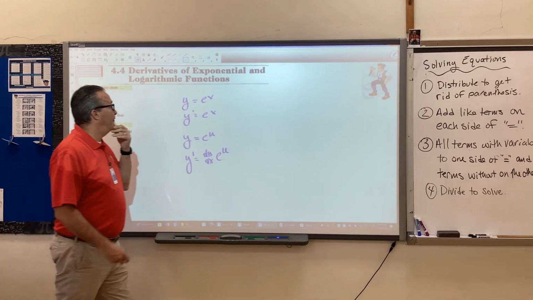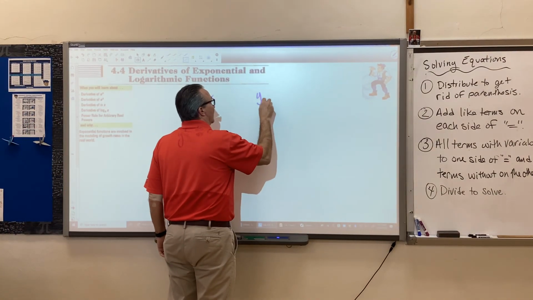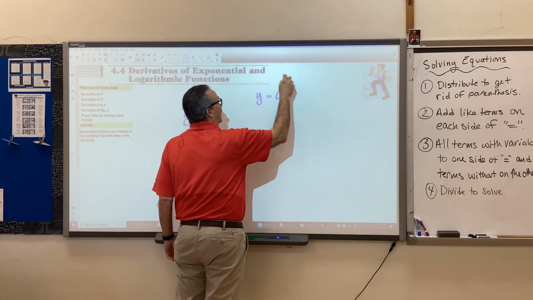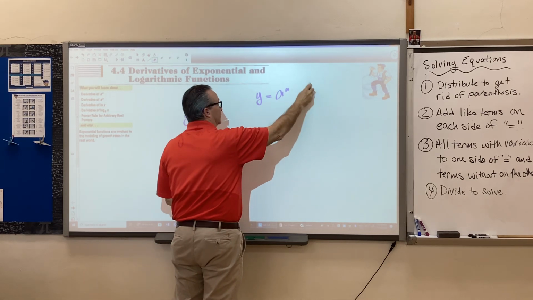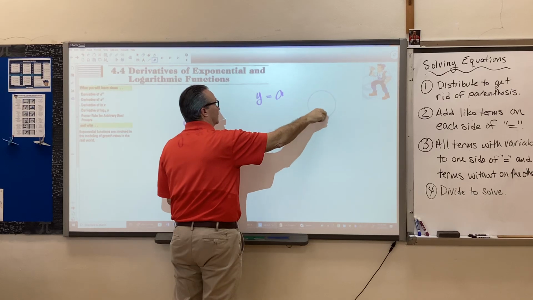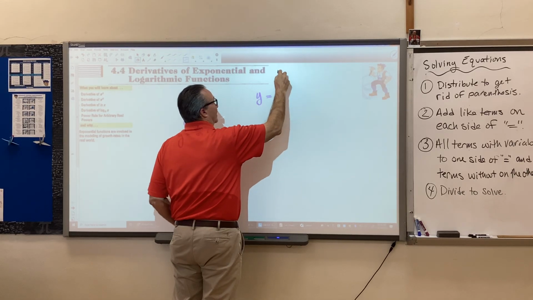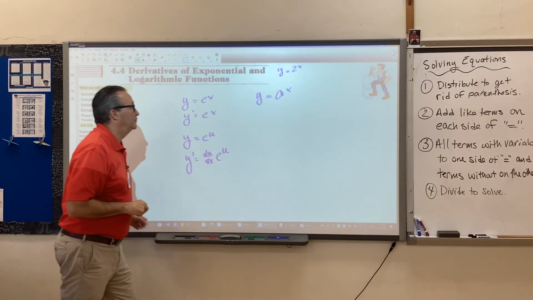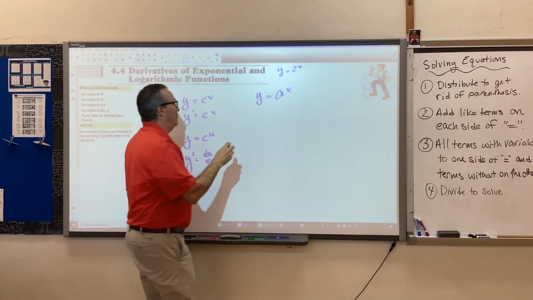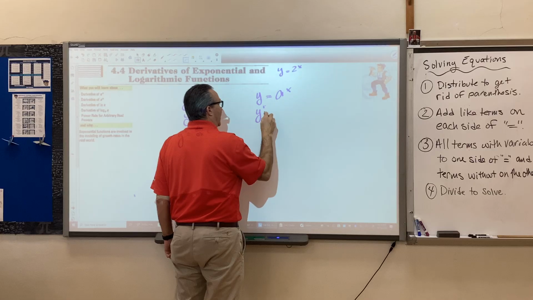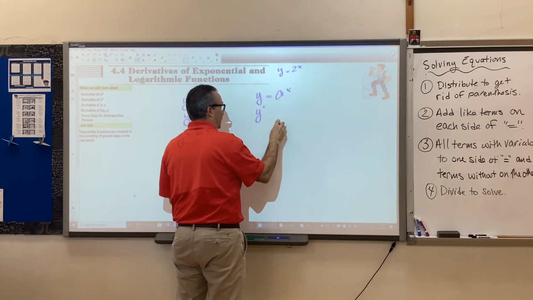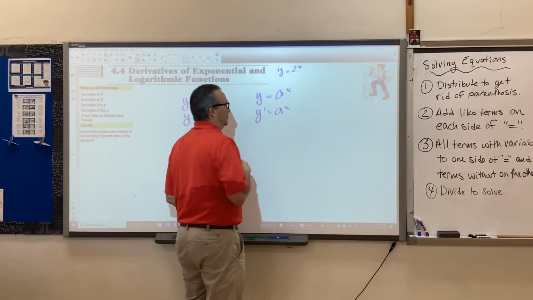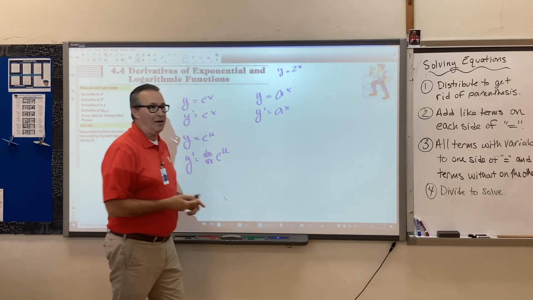If you have an exponential a to the u, I'm sorry, a to the x, like 2 to the x for example, its derivative is a to the x times the natural log of a.